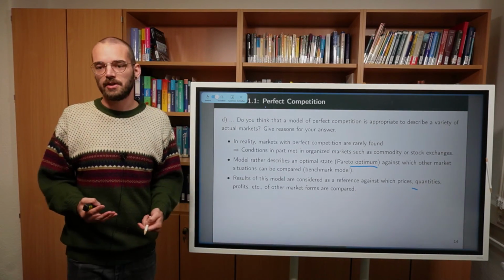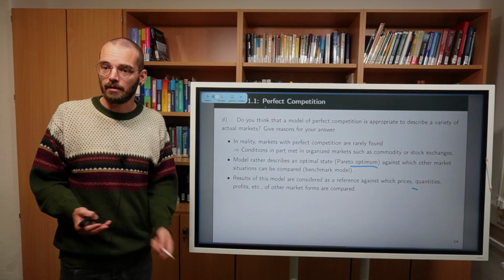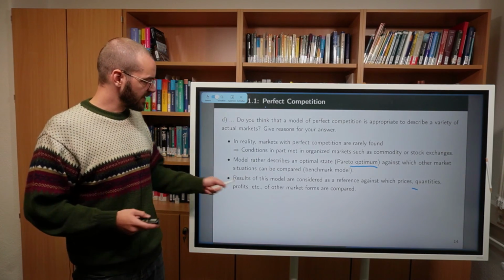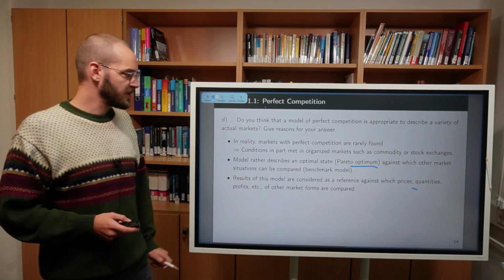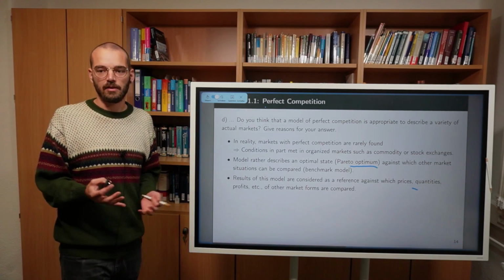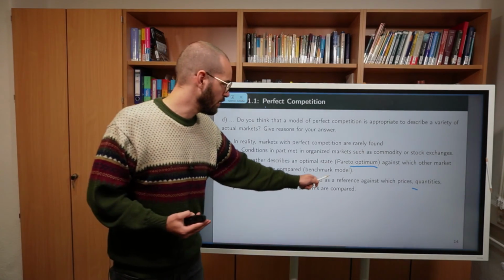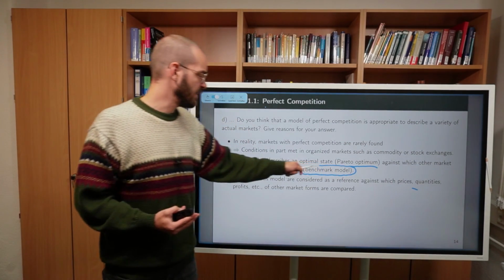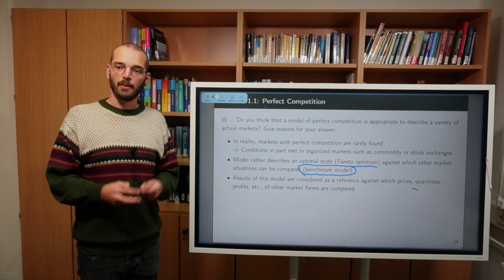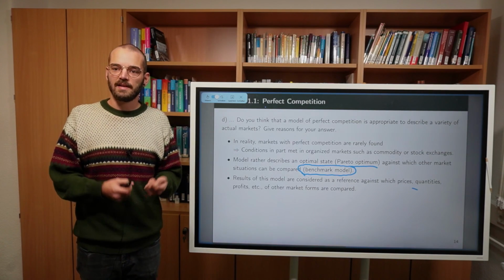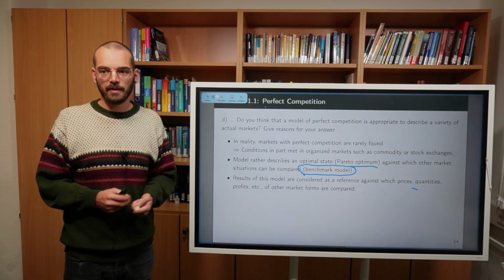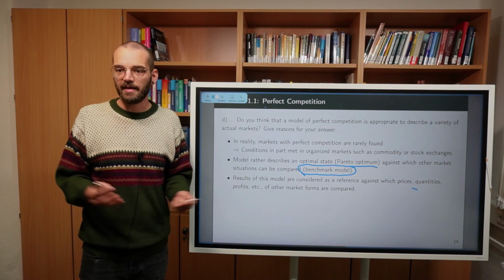For example, a situation where there is an oligopoly or even a monopolist. The results of the perfect competition models are usually considered as a reference against which prices, quantities, profits, etc. of other market forms are compared. Again, going back to this statement, usually and throughout this course, we will regard perfect competition as a benchmark situation with which we will compare other forms of competition.